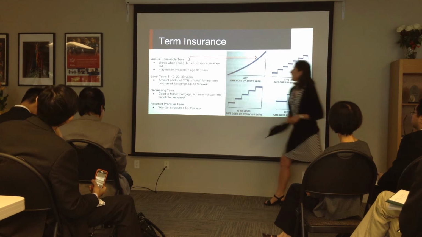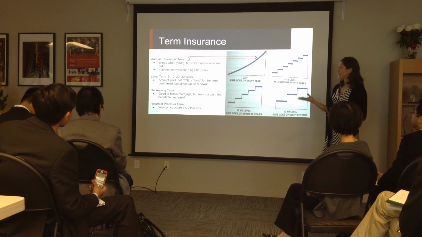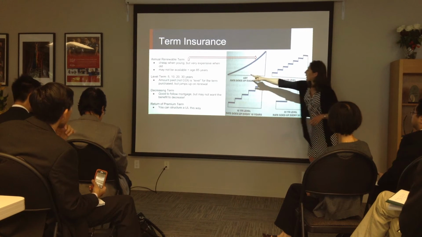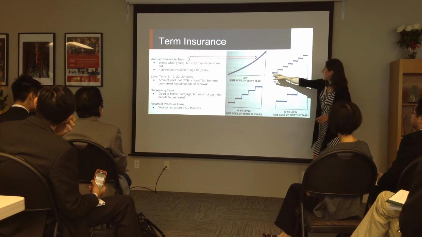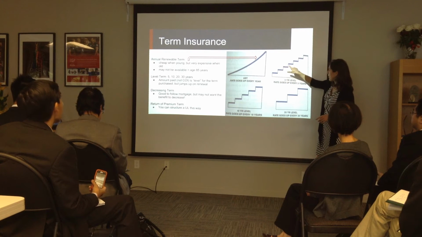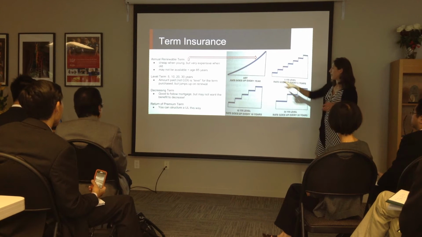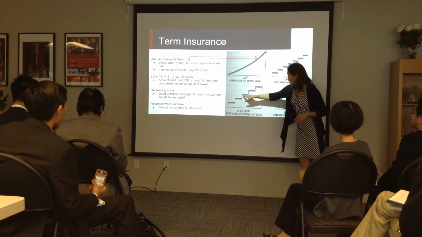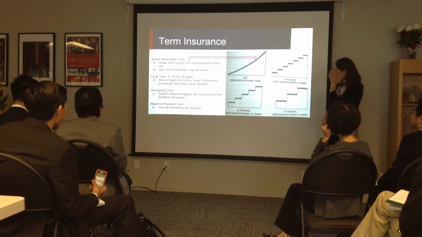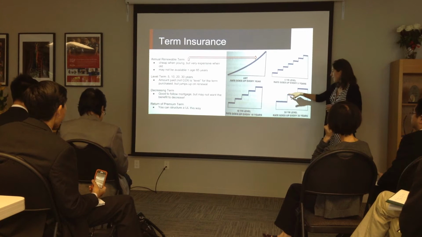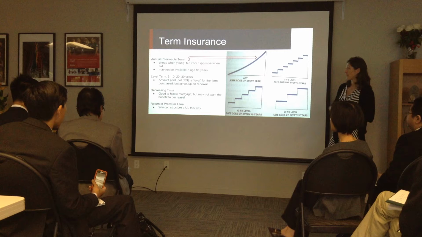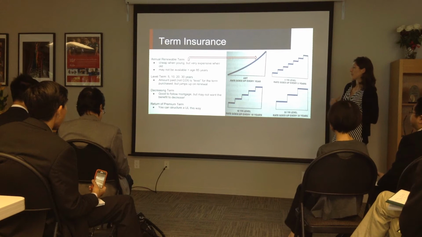Usually term is available in what's called level term. So although the cost of insurance is going up like that, they're taking the average of each 5-year period and charging a premium based on a 5-year term or a 10-year term. So now we're looking at the premiums. The premiums are going up every 5 or 10 years or 20 years, for example. So the amount paid, not the cost of insurance, is level for the term, but jumps up on renewal.